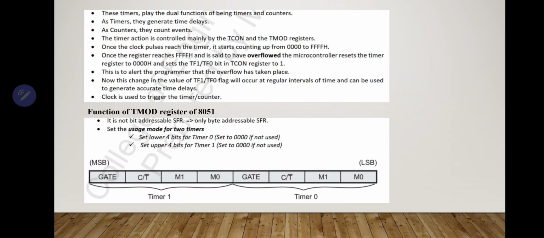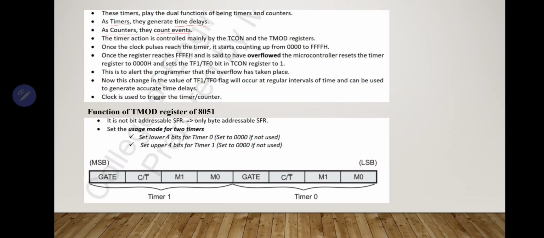Now, these timers play the dual function of being timers and counters. So these timers can be used as timer or counter. As timers, they generate time delays. As counters, they are used to count events. So a counter is used to count the events.